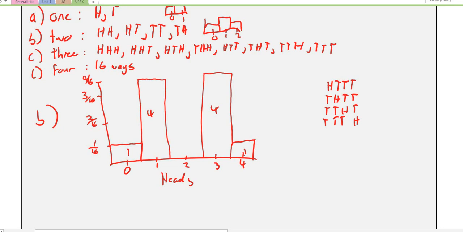So how many ways could we have 2 heads, 2 tails? We could have head, head, tails, tails. Head, tails, head, tails. Head, tail, tail, head. And then we're just going to do the exact same thing. We'll flip all the heads and tails. We could have tail, tail, head, head, tail, head, tail, head.